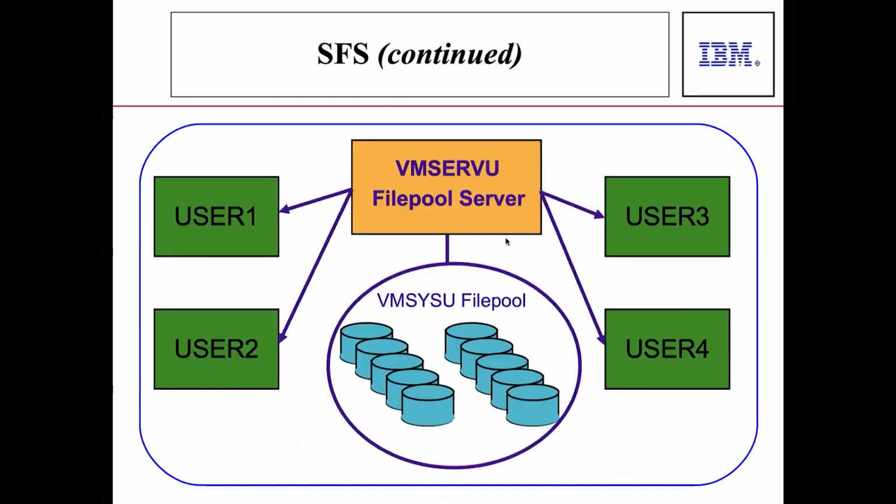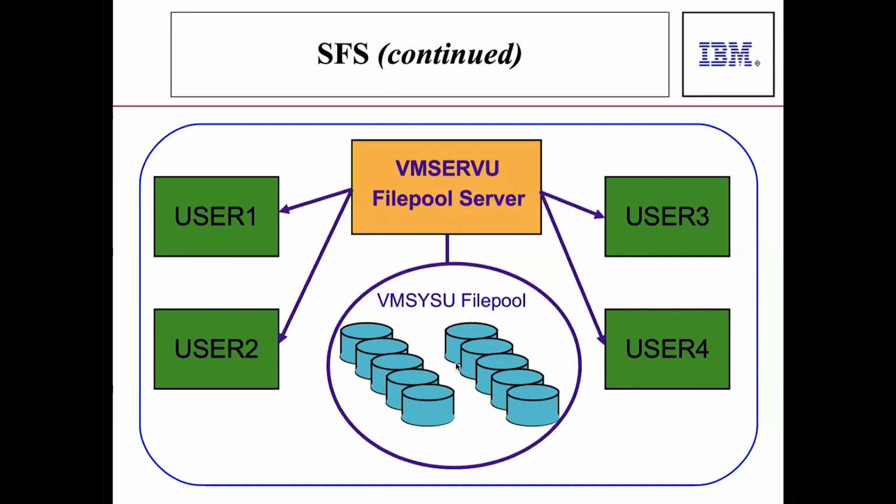A little bit of a picture. The file pool server under this user ID owns a bunch of mini disks. That's where the data is. It's still got to be on a mini disk. It's got to be on a DASD at some point. But our users, the people that have space allocated on here, basically interact with the file pool server directly, and the file pool server does all the reading and writing to the disks.